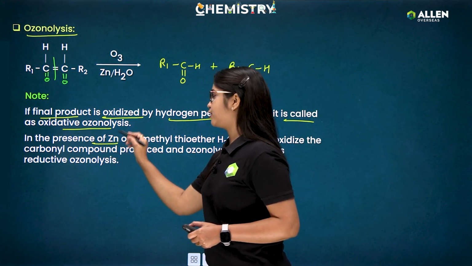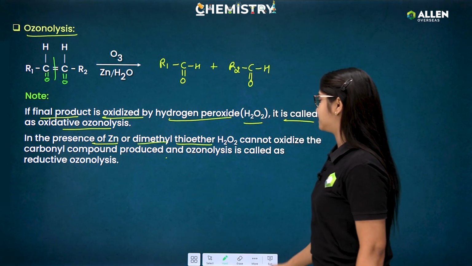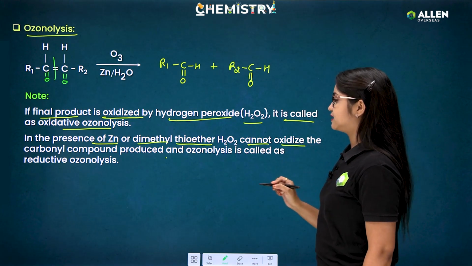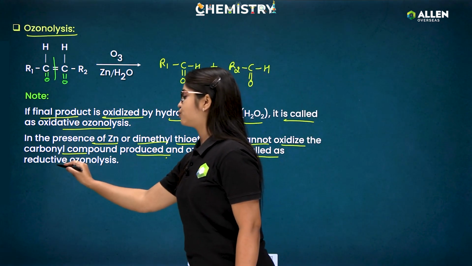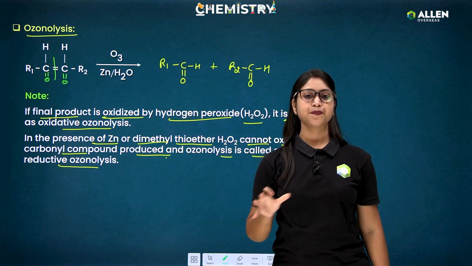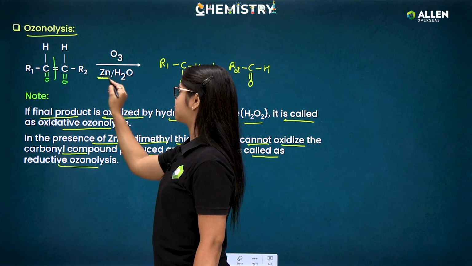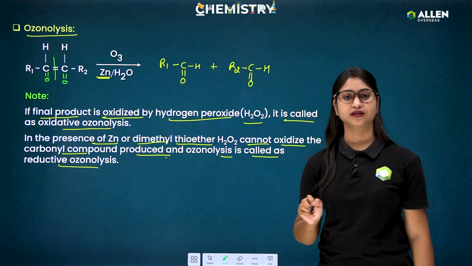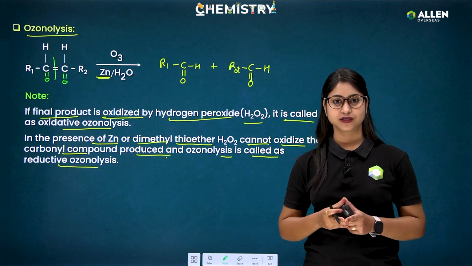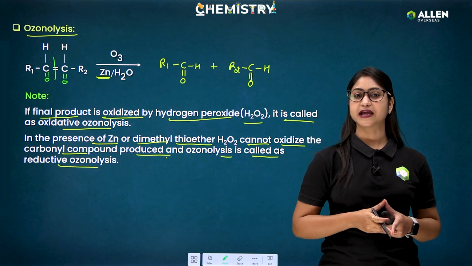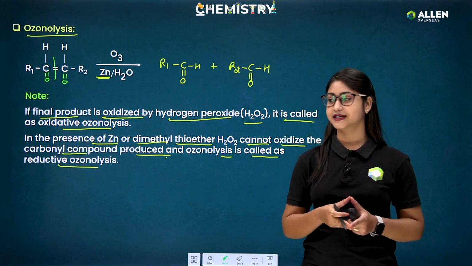But in presence of zinc, when you have taken the zinc dust or dimethyl thioether, H2O2 cannot oxidize the carbonyl compound produced, and the ozonolysis is called reductive ozonolysis. So the reaction given here is basically the example of reductive ozonolysis, because here zinc is given. In presence of zinc or dimethyl thioether, the reductive ozonolysis will take place and the final products will be aldehydes and ketones. Whereas in oxidative ozonolysis, the final products are carboxylic acids and ketones. Okay, we know ketones are not easily oxidized, right?